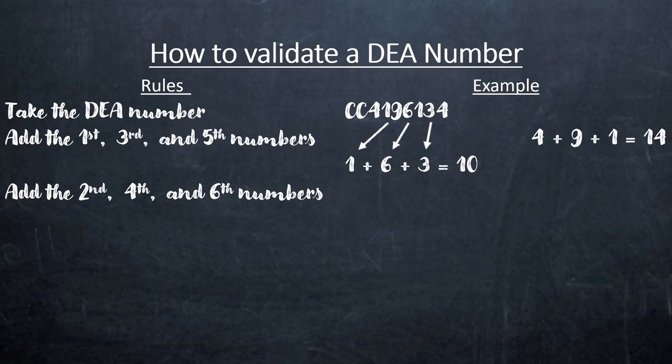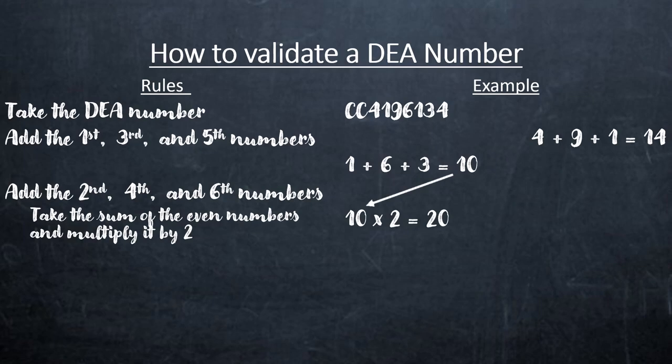So remembering that number 14, we move on to the second step. The second step is to take the second, the fourth, and the sixth numbers in our DEA number and add those together. So in this example, we'll add 1, 6, and 3 to get the sum of 10. Now you need to take the sum of the second, the fourth, and the sixth numbers and multiply that by 2. So in our example, we got 10, and so we're going to times 10 by 2 to get 20.